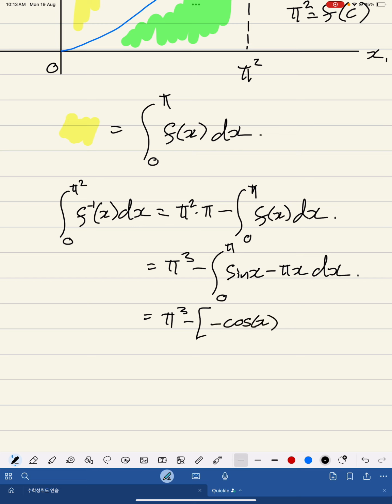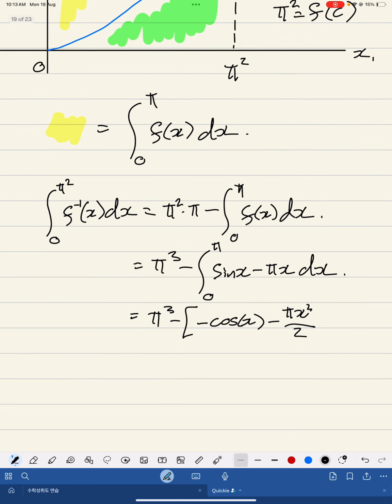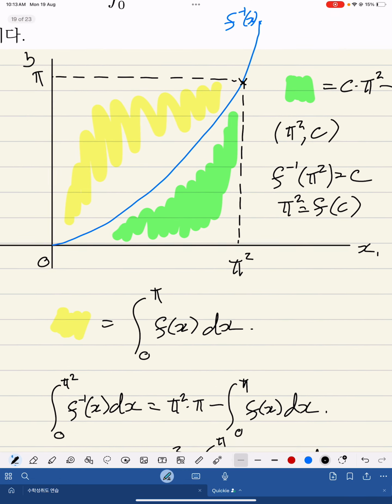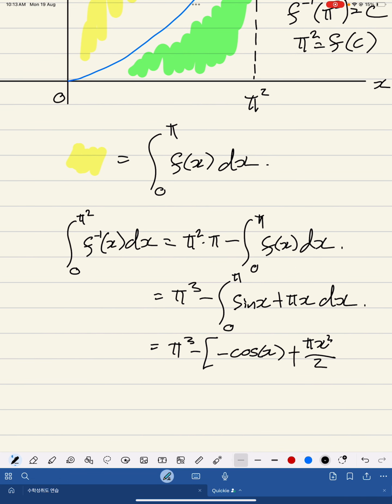Which is equal to pi cubed minus, the integral of sine x is minus cosine of x. Integral of pi x equals, oh, sorry, it's plus pi x, right? In the question, yes. So this is plus pi x squared over 2, because pi is just a constant, just a number, from 0 to pi, right?